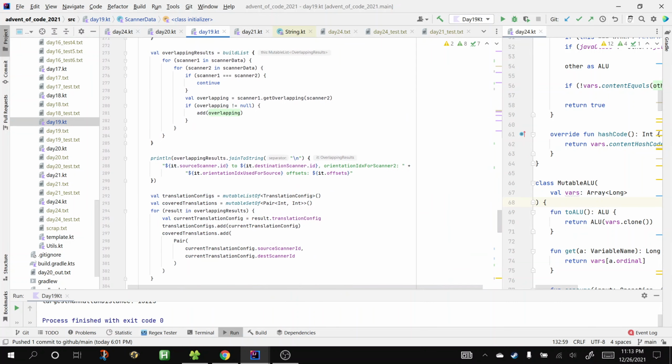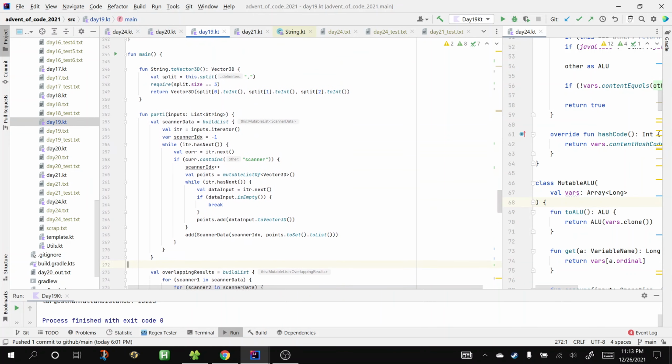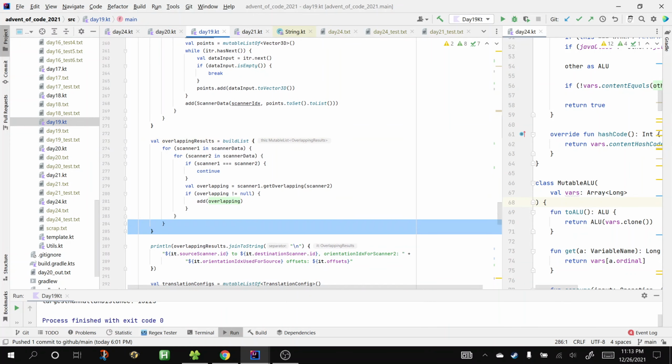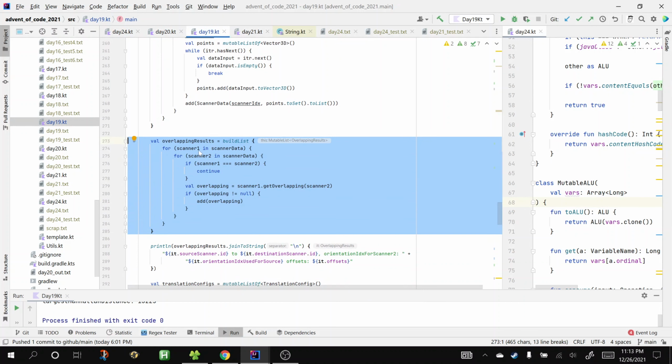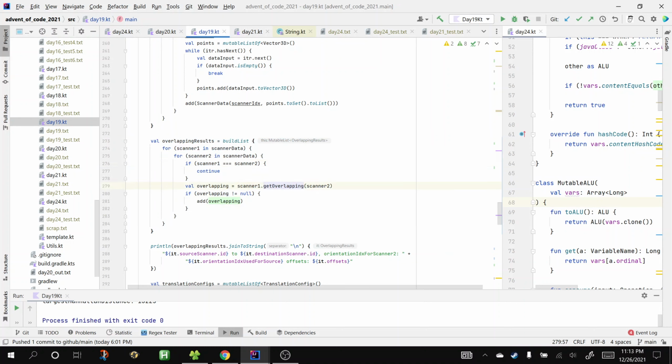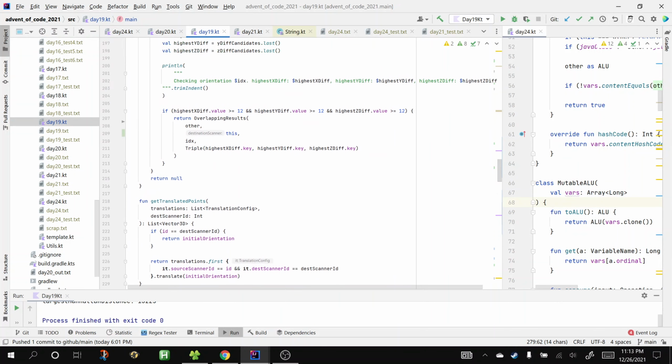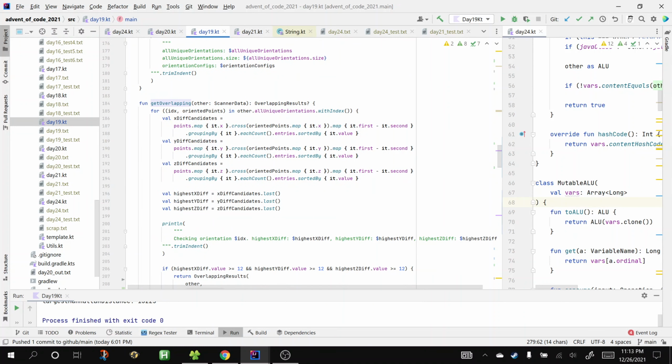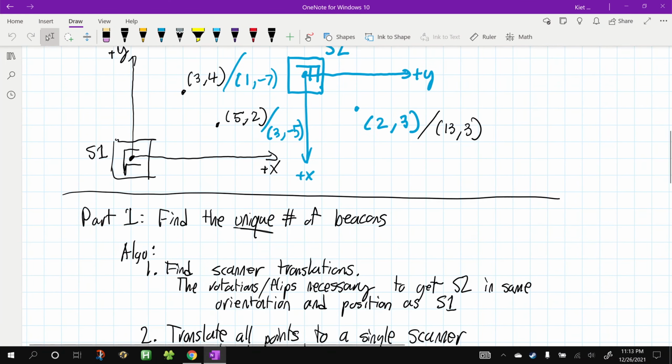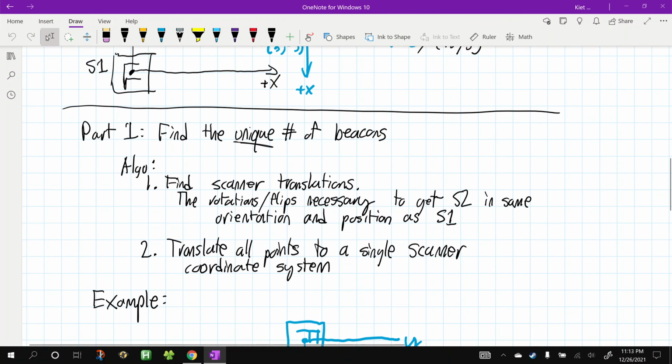Okay, so the next thing I did was I scanned through each scanner, like a cross between the first and then the second, and then I had this overlapping method which I used in order to calculate all the translations and orientations needed to get from one scanner state to another. So basically step number 1 here.